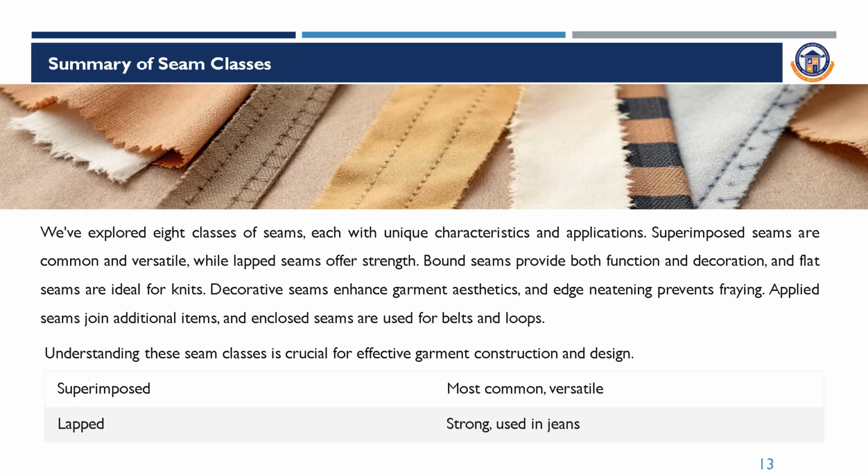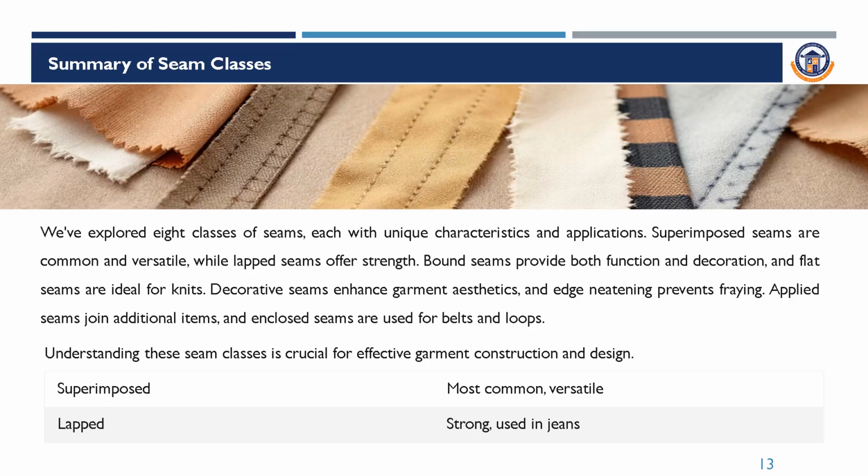Summary of seam classes. We have explored 8 classes of seams, each with unique characteristics and applications. Superimposed seams are common and versatile, while lapped seams offer strength, bound seams provide both function and decoration, and flat seams are ideal for knits. Decorative seams enhance the garment aesthetic, and edge neatening prevents fraying. Applied seams join additional items, and enclosed seams are used for belts and loops.